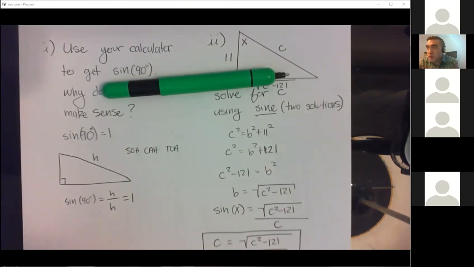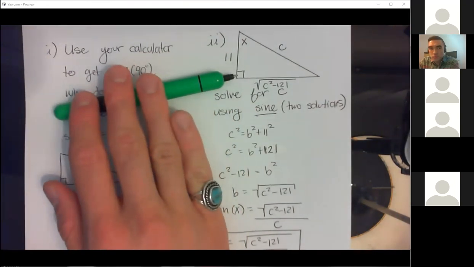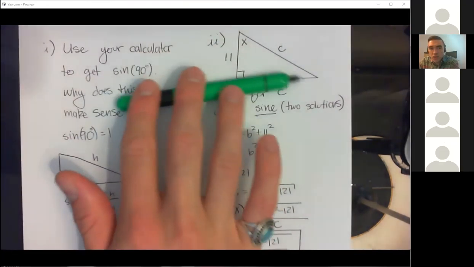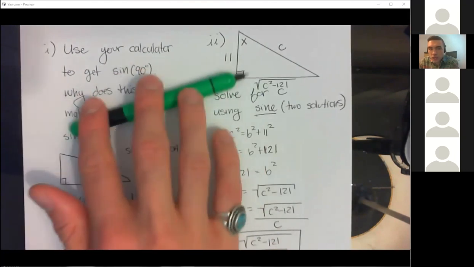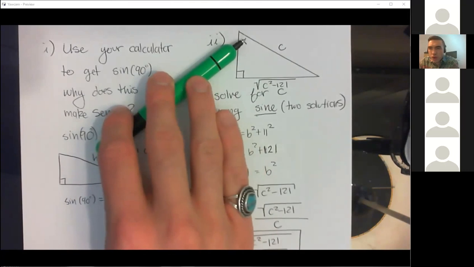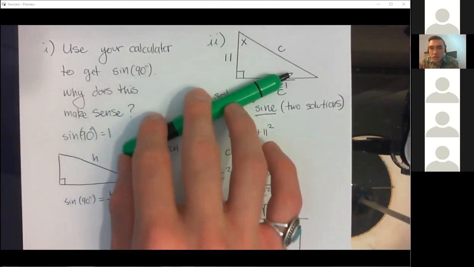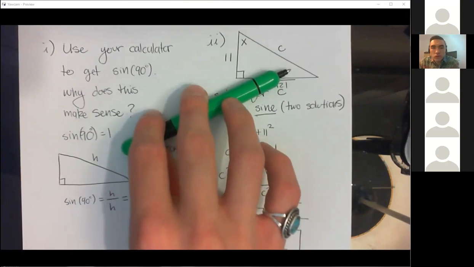All of the angles in a triangle add up to? 180. So what's this angle measurement? 90. So what do these two angles have to add up to if this is already 90 out of 180? It has to add up to 90. These two angles, the two acute angles in a right triangle, have to be complementary. So if this is x, what does this have to be? 45, which is also x.